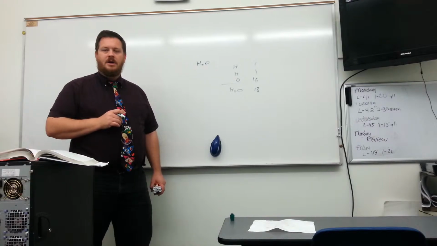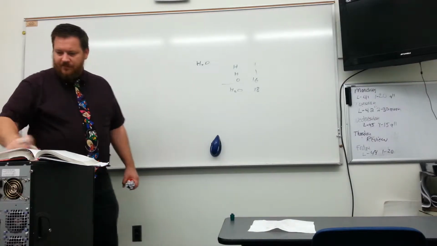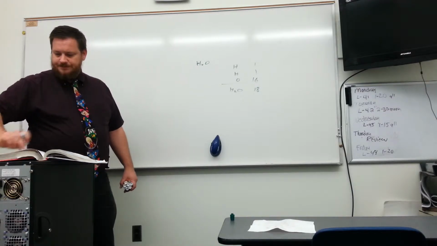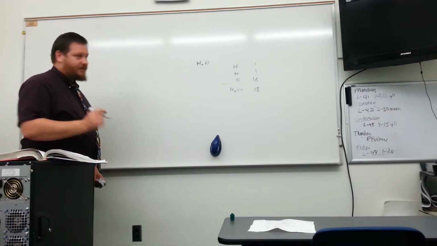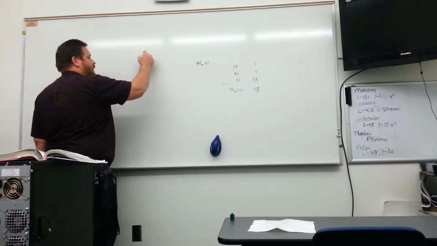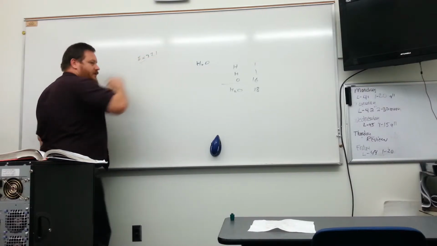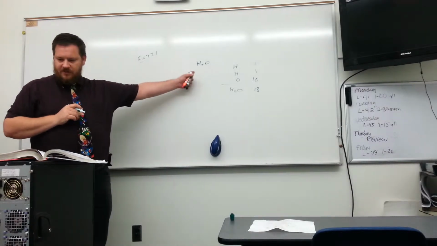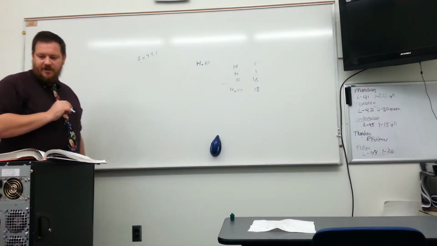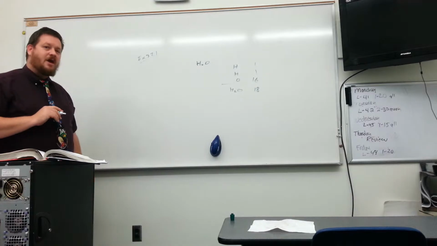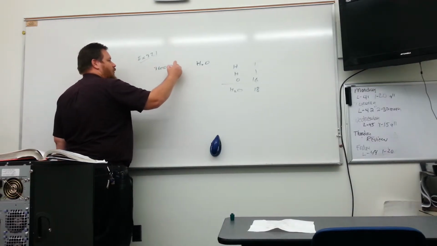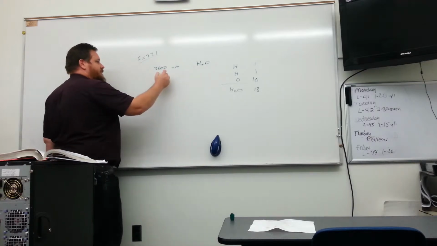18 what? Grams, or the gram atomic weight. Which means that we can make ratios with that. Let's take a look at example 37.1. The chemical formula for water, H2O. If we have 3,600 grams of water, what's the weight of the oxygen?